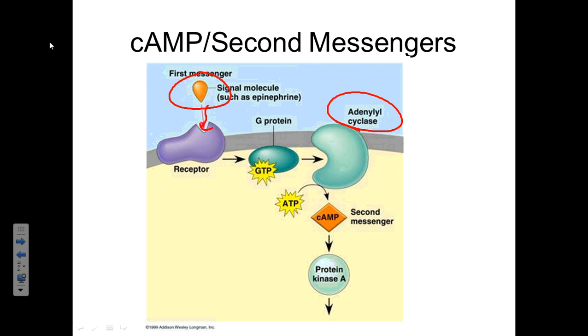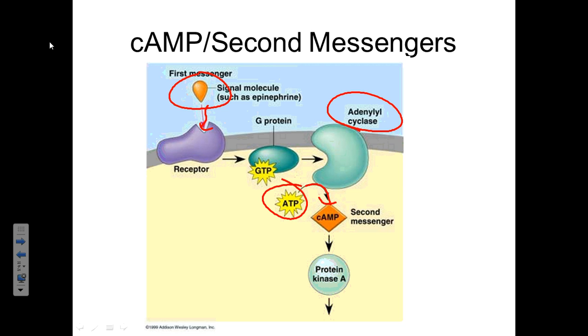And what's the word for that? What's GTP going to hand off to the adenyl cyclase? A phosphate group. This is going to get phosphorylated, which means now it has what? Now it has energy, and now it goes to work. And this particular enzyme takes ATP and converts it into this thing called the second messenger, cAMP, cyclic AMP.